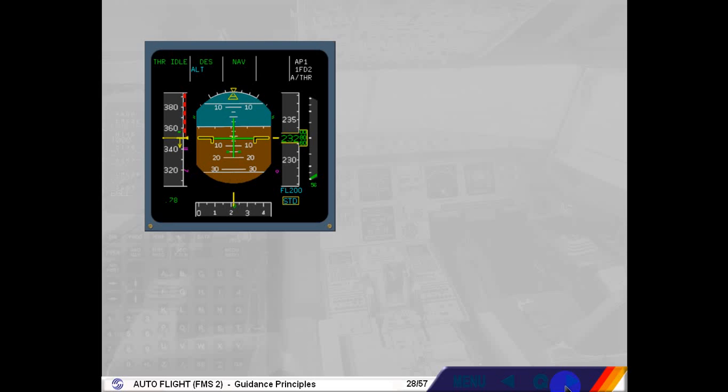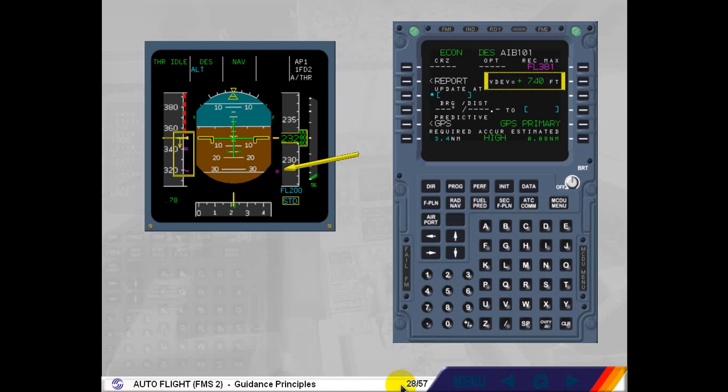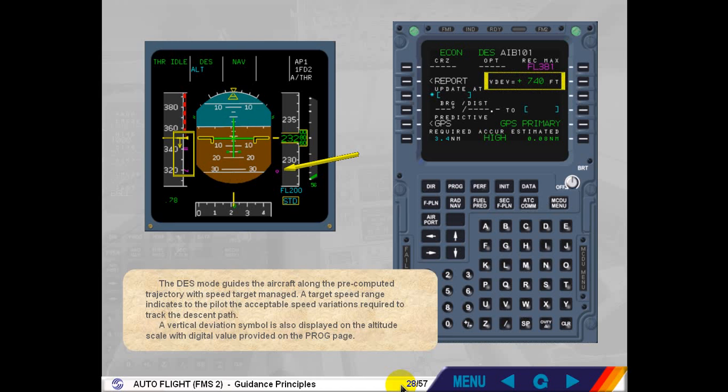Descent mode guides the aircraft along the pre-computed trajectory with speed target managed. A target speed range indicates to the pilot the acceptable speed variations required to track the descent path. A vertical deviation symbol is also displayed on the altitude scale, with digital value provided on the PROG page.